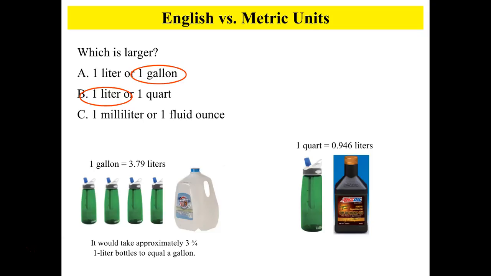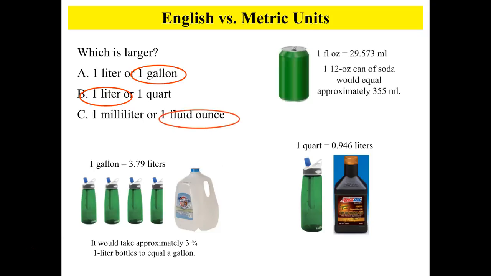Finally, if we look at a small amount of liquid volume, 1 milliliter, or what we know as 1 ounce or 1 fluid ounce. In that case, 1 fluid ounce is the greater volume. If you look at a can of soda, and you can see one again on my side counter there by the window, the can of soda is 12 ounces, but that's 355 milliliters. So a milliliter is significantly smaller than an ounce.